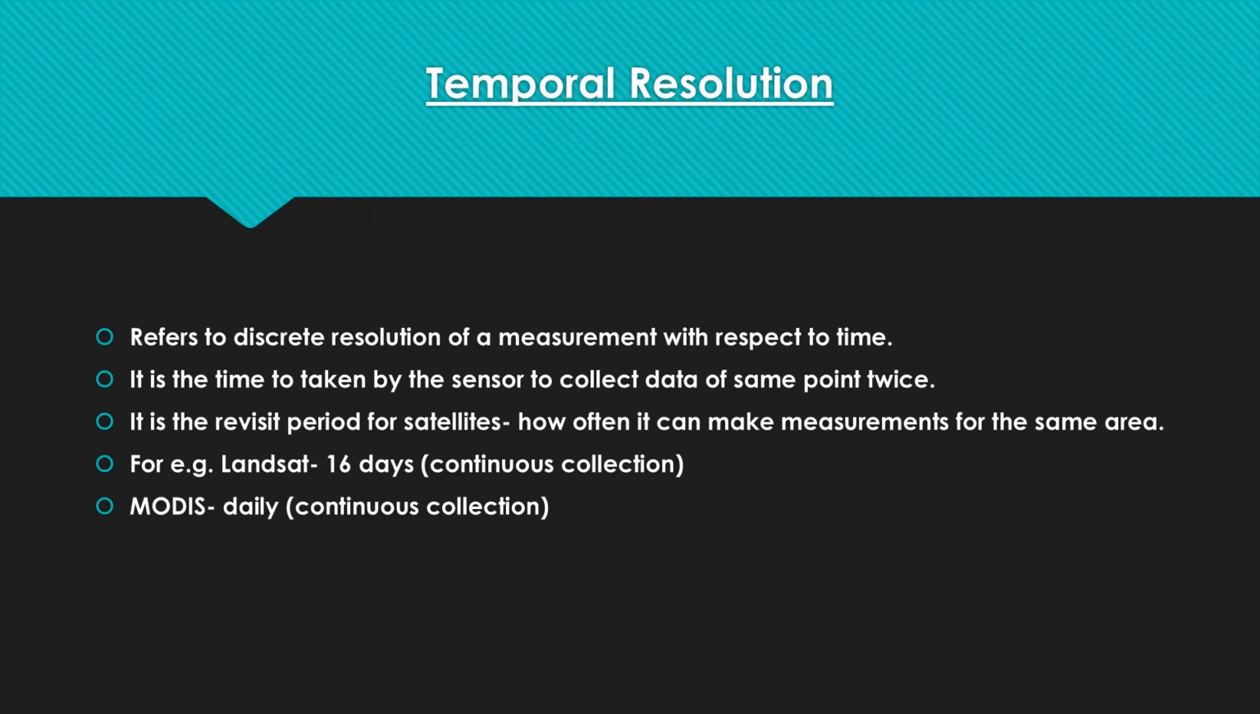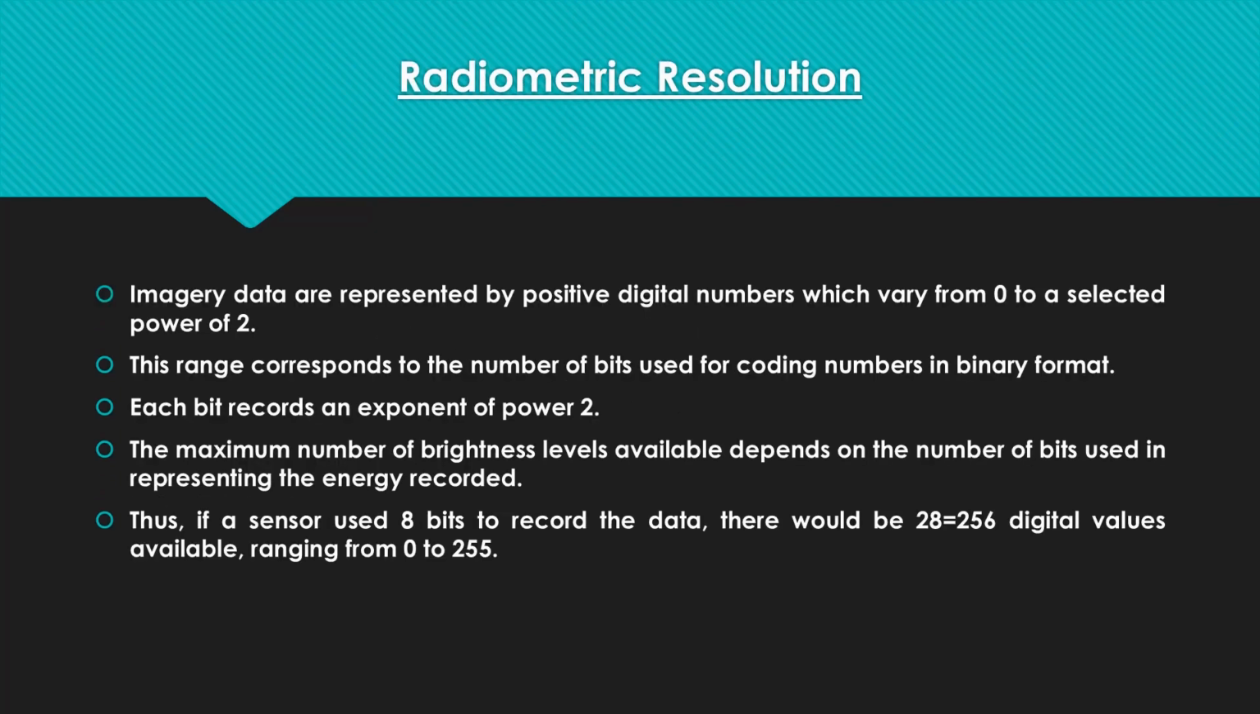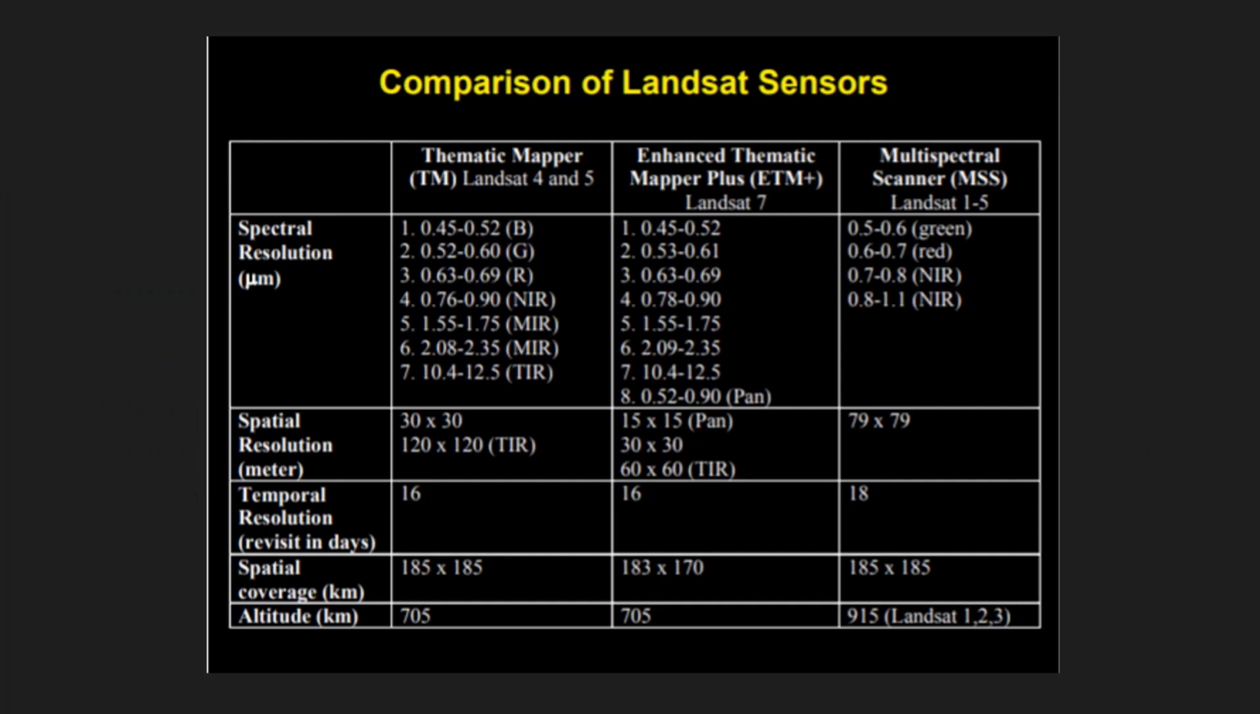Temporal resolution for some satellites can be some hours, whereas for some it is some days. Temporal resolution for Landsat imagery is 16 days, whereas MODIS captures the data continuously or daily. So the temporal resolution for MODIS is 24 hours. So this is all for today.